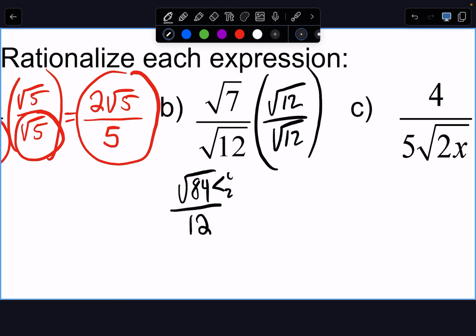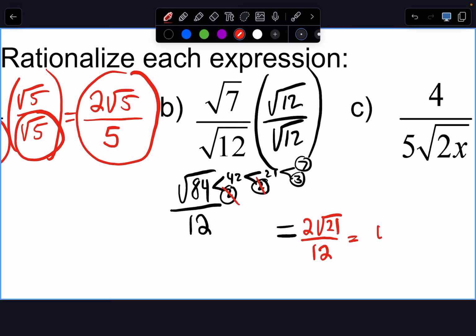So this is 2 and 42. This is 2 and 21. This is 3 and 7. In square roots, I'm looking for sets of 2, right? So a 2 and a 2 comes out as a 2, with a square root of 21 left over 12, and then I can reduce to square root of 21 over 6. There's nothing wrong with this. I promise you.